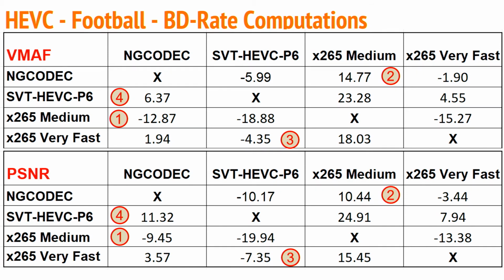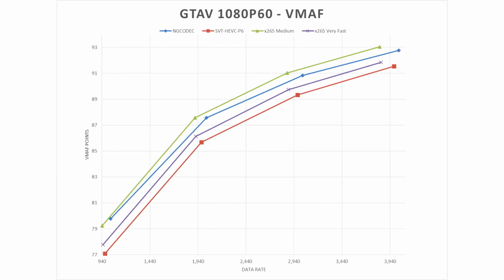So here are the numbers, and I'll spend more time on the total numbers. This is GTAV. x264 medium is first, NGCodec is second, x265 very fast is third, and SVT-HEVC is fourth.